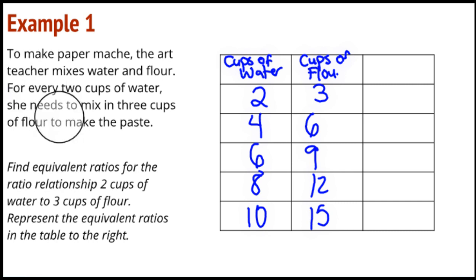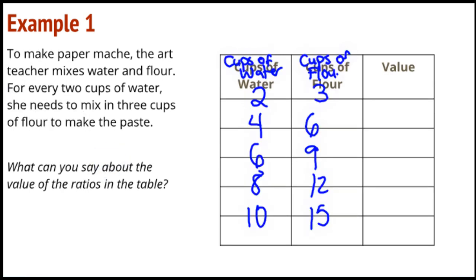And I'm going to click forward to the next slide here. And I want to take a moment and actually look at what I have here on the table. And I need to analyze, what can I say about the value of the ratios in the table? What is true about all of these values? Well, if I'm going to answer that question, I need to find the value of each of the ratios. And you remember from the last lesson, the value is the ratio written using the largest possible units.